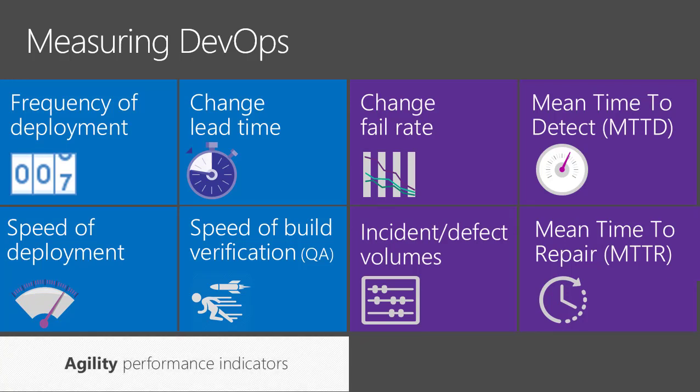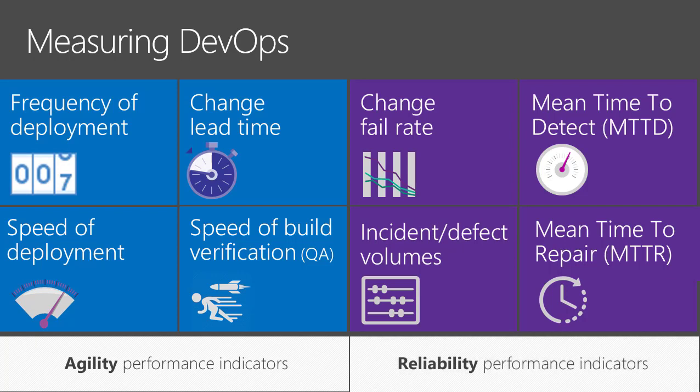The blue KPIs are the agility performance indicators, and the purple KPIs are the reliability performance indicators. It's very important to measure both agility KPIs and reliability KPIs. There are many other KPIs, and what I show here is just an example. We can even create our own KPIs.